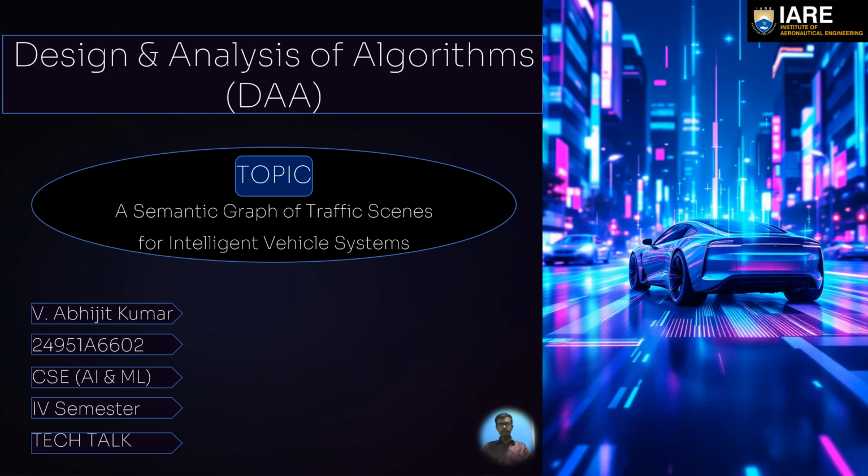My name is V. Abhijit Kumar. My roll number is 24951A6602. I'm studying in CSC AI and ML, that is Computer Science and Engineering, with a specialization of Artificial Intelligence and Machine Learning, fourth semester, Institute of Aeronautical Engineering. In this tech talk video of the subject of design and analysis of algorithms, that is DAA, the topic I am going to speak upon is a semantic graph of traffic scenes for intelligent vehicle systems.